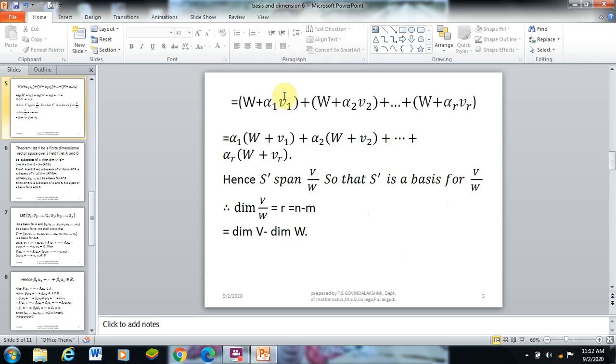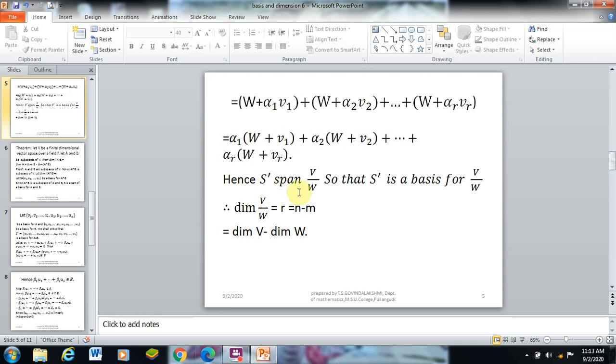Therefore that form can be written as w plus alpha 1 v1 to w plus alpha r vr. Taking the scalar multiple, the term alpha 1 outside, it is equal to alpha 1 into w plus v1, plus alpha 2 into w plus v2, etc., alpha r into w plus vr. It is a linear combination of the form.